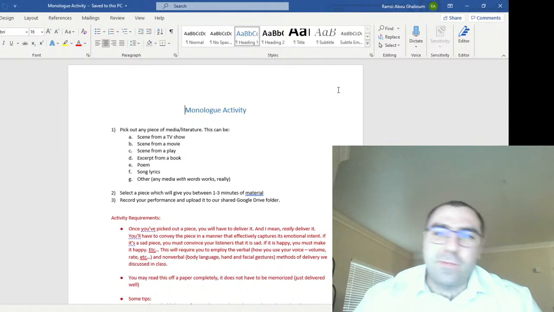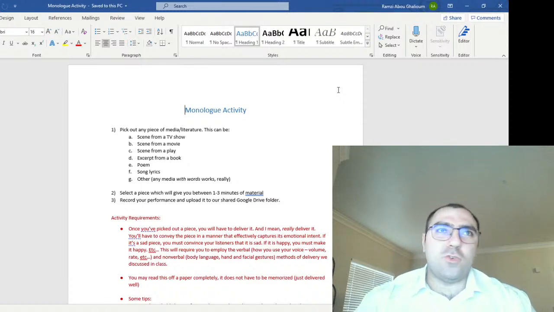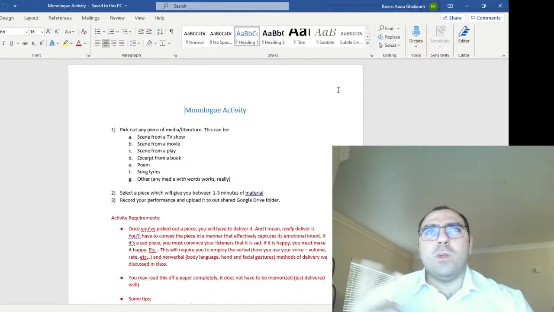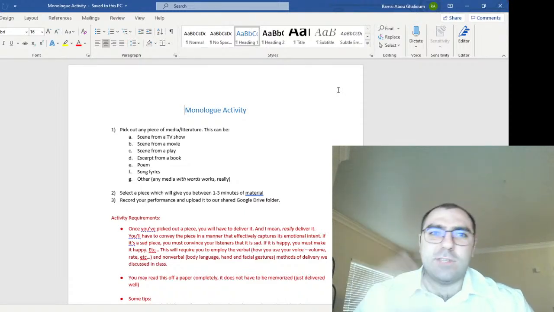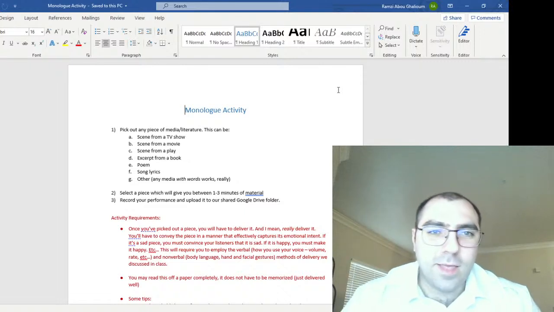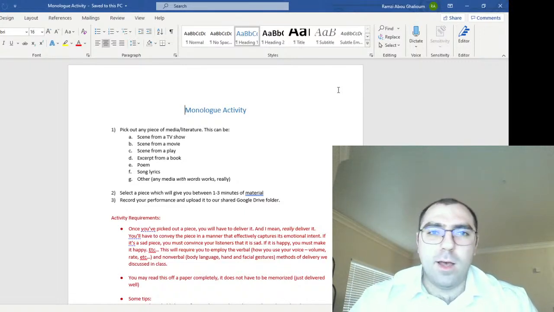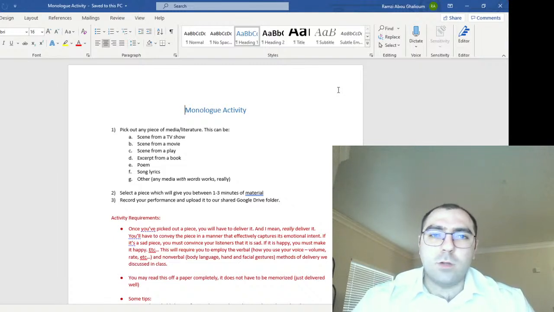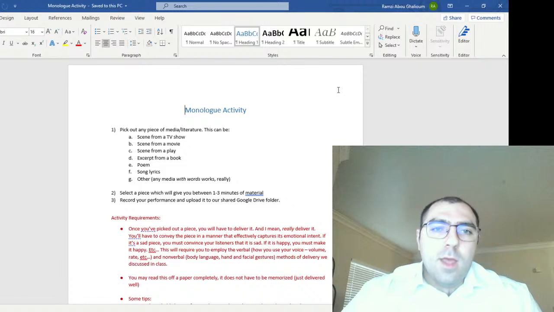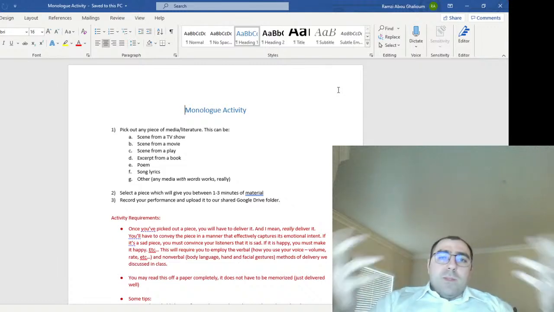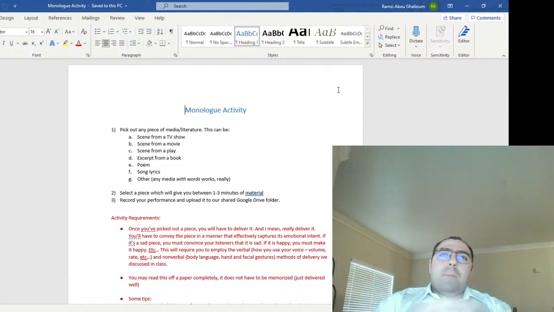You can do a scene from a film if you want. Shrek is always a popular one. I had one semester two students do different scenes from The Princess Bride, things like that. A scene from a play, an excerpt from a book, a poem, song lyrics, anything that I might not have thought of. Select a piece which will give you anywhere between 1 to 3 minutes of material. Again, please live within that.